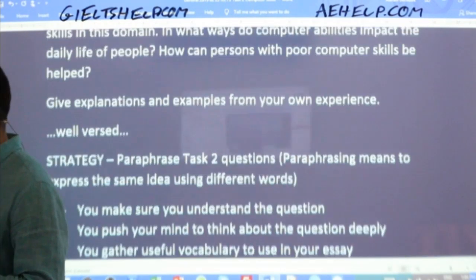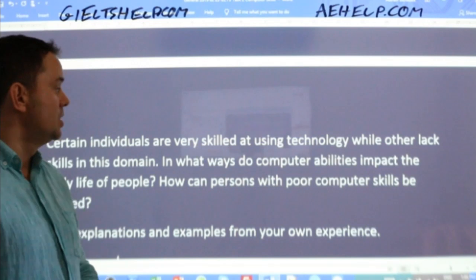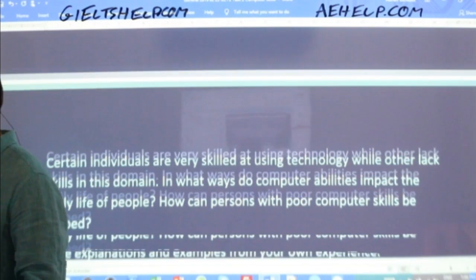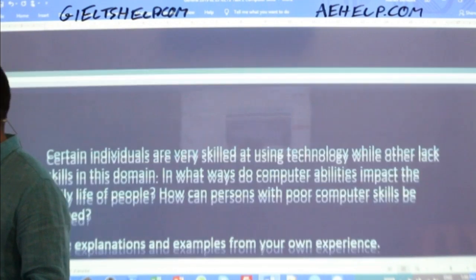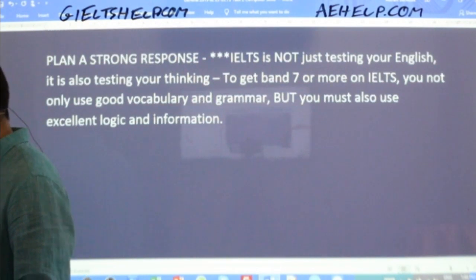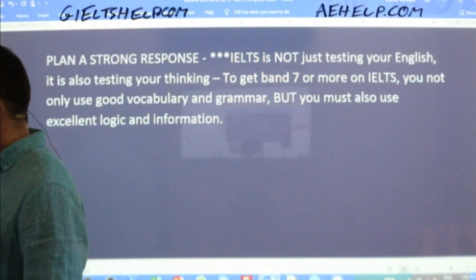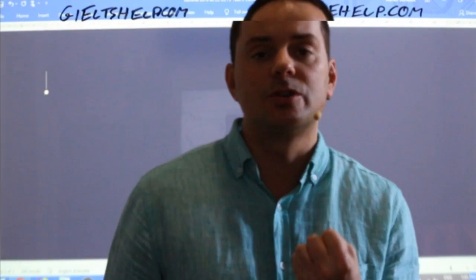So again, the question says certain individuals are not very skilled at using computers while others are very good. How does this affect the quality of life? What can be done? Okay, so let's go to the first question here. What's the first good question that we need to answer when we're planning?